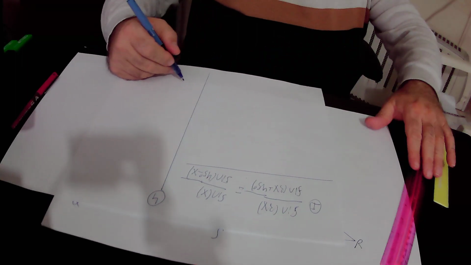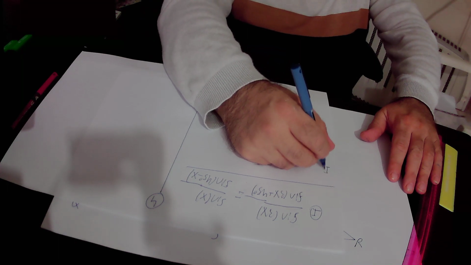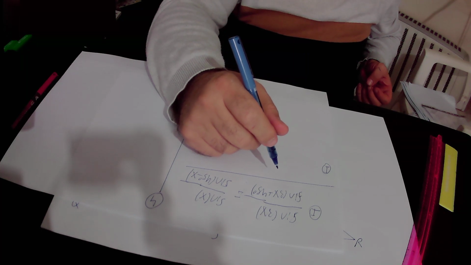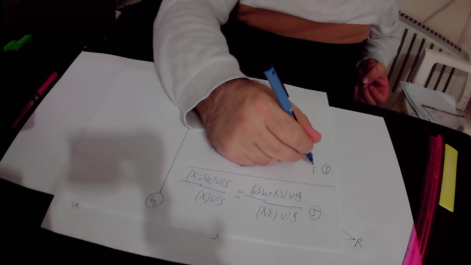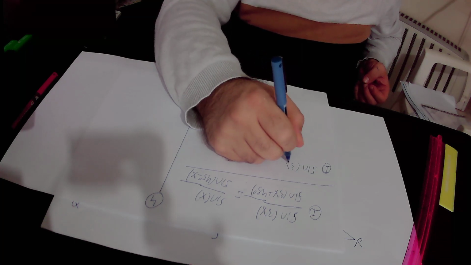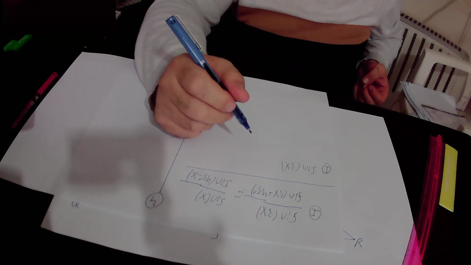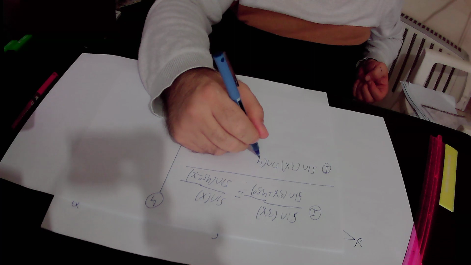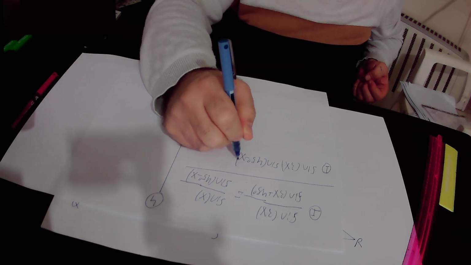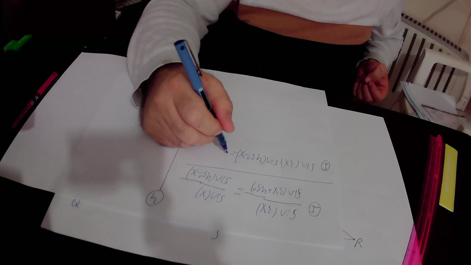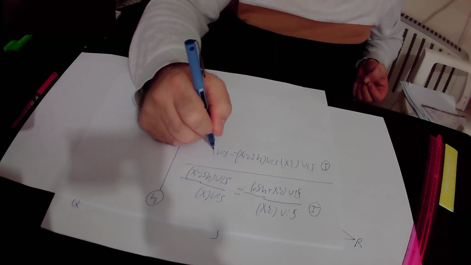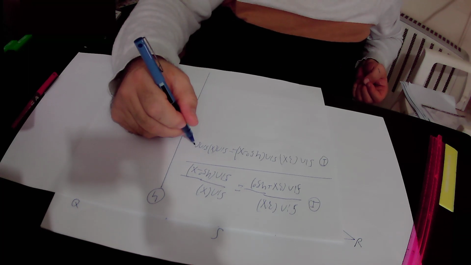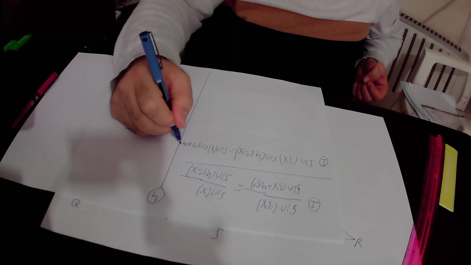and we will get that according to equation number 1, sine 3x times sine (45 degrees minus x) equals sine x times sine (3x plus 45 degrees).